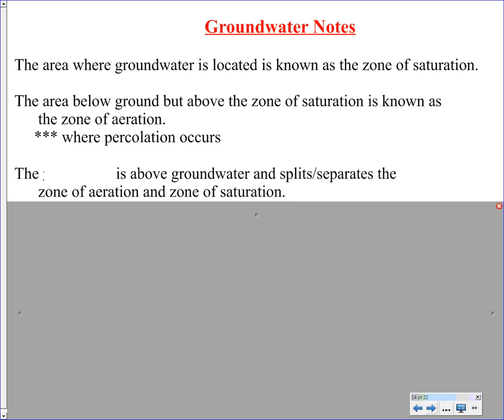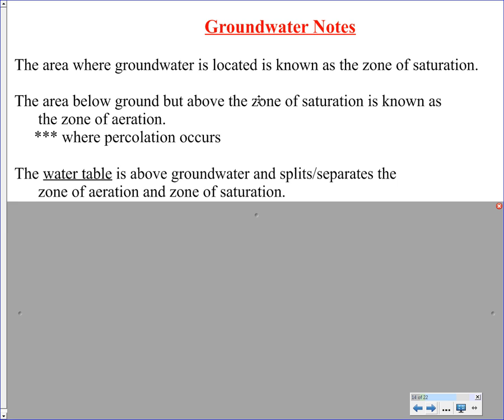All right. What is above the groundwater and splits the zone of saturation and the zone of aeration? Water table. What are you going to write? Water table splits the zones. Do you need to write zone of saturation and zone of aeration? No, because you already know that you're talking about the zones. Water table splits the zones.